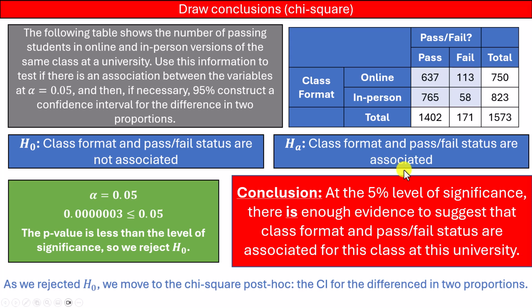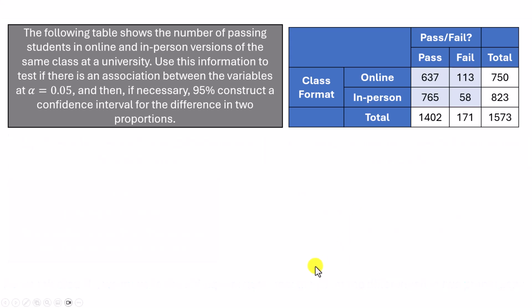This is kind of broad. They're associated. How are they associated, right? So now we're going to tell more specifically how they're associated by doing the confidence interval for the difference in the two proportions. So let's go ahead and do that.